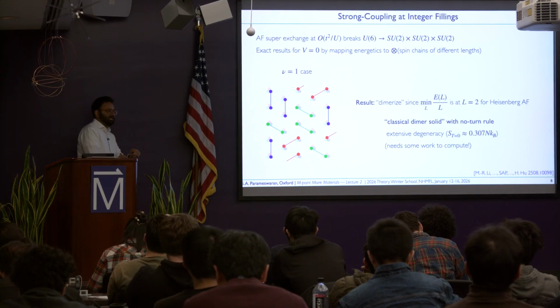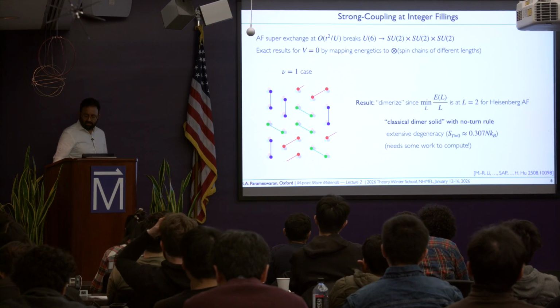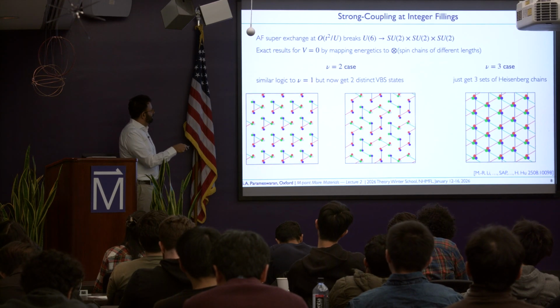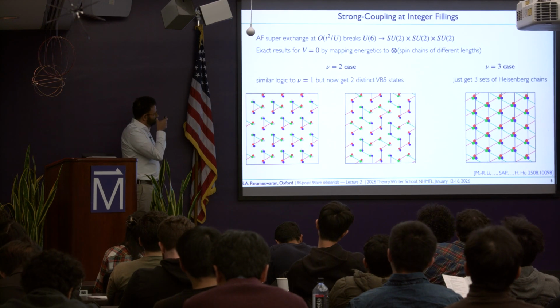Okay, so that gives us some idea of this strong coupling picture. And I won't go into it. You can do a similar thing at nu equals 2, a similar set of arguments, and get 2 distinct valence bond solid states.